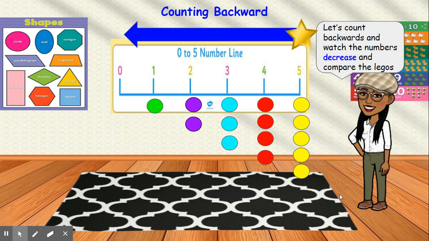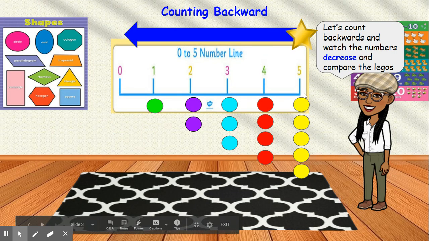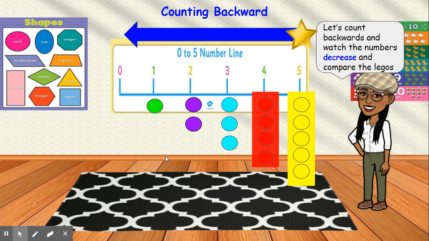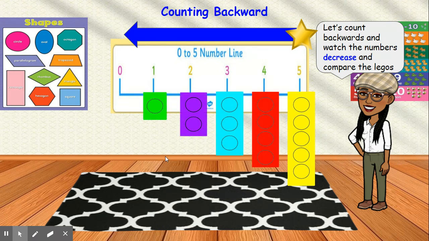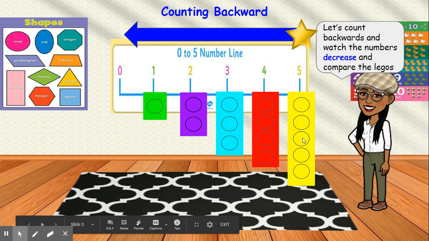All right, so let's start with something that we know. So we're going to count backwards starting at 5, and then we're going to compare the Legos. Ready? Let's do it. 5, 4, 3, 2, 1, and 0. Good job. All right, now let's practice comparing. Now, which color Lego has more circles? Yes, the yellow. Awesome job.